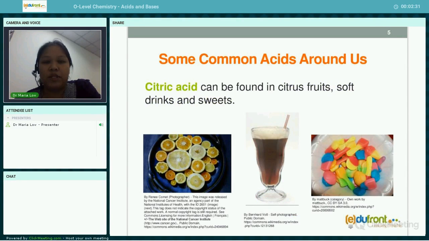Let us take a look at some of the common acids that we have around us. Okay, we have citric acid. Citric acid can be found in citrus fruits, soft drinks, and sweets. Examples of citrus fruit that you see here would be your oranges, limes, lemons, grapefruits, pomelos. All these contain citric acid. And then we have our soft drinks, which also contain citric acid. Then we have sweets that also contain citric acid.